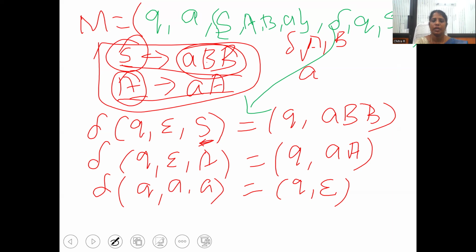So every context-free grammar can be converted into a pushdown automaton with empty stack. That's all. Thank you.